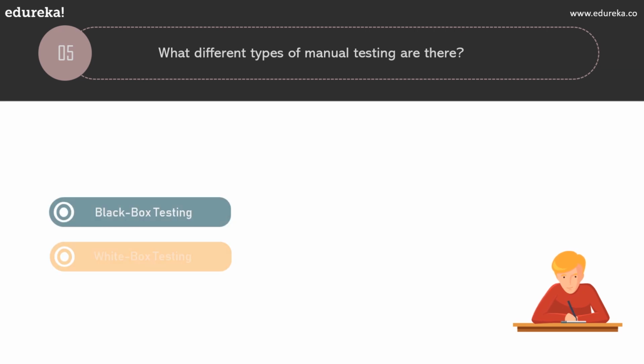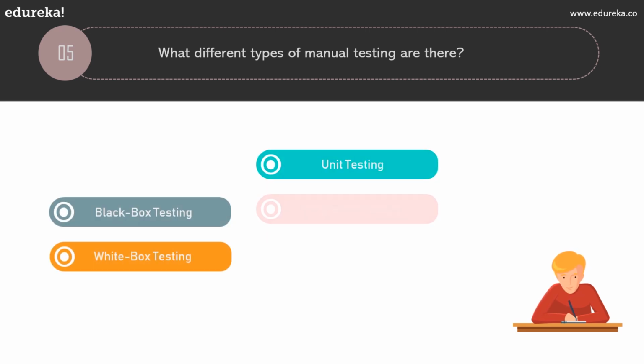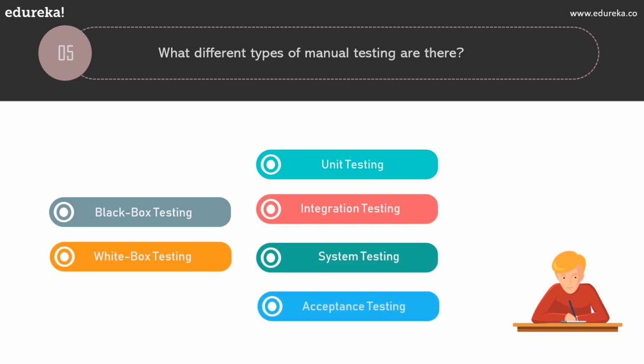Well, basically, you have 6 types of manual testing, which are black box testing, white box testing, unit testing, system testing, acceptance testing, and integration testing. Well, let me explain all of these types in a very brief manner. But if you want to know more, you can go ahead and refer to the Edureka YouTube playlist on software testing. So what exactly is black box testing?